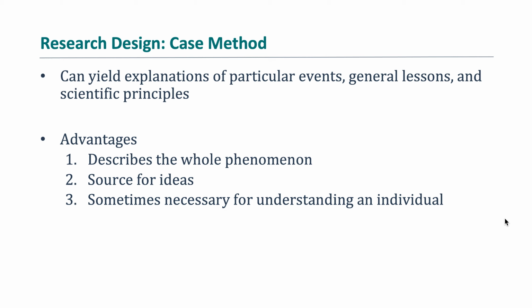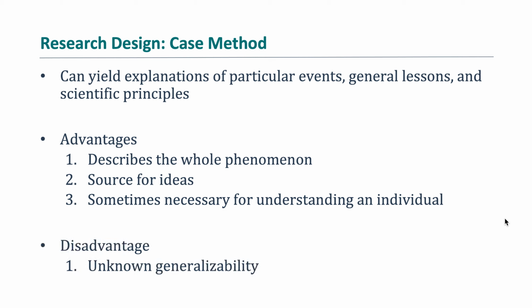So these case methods are great for generating hypotheses, and they're necessary for understanding an individual. In this case, it would have been HB, right? That's great. There are some disadvantages, though, in that because we're only looking at one, that generalizability, that ability to extrapolate it and compare it to more populations, may not be quite as relevant, right? So that's kind of one of those problems.